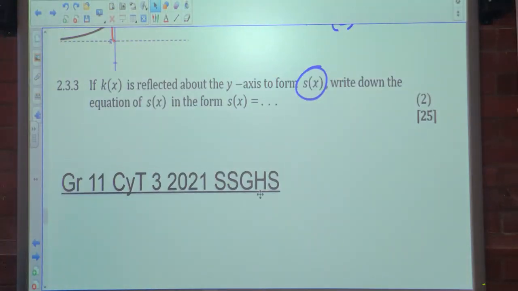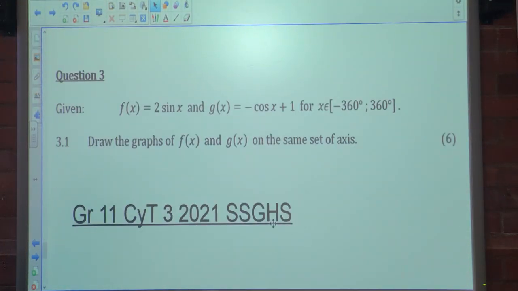That brings us to the end of question 2. Let's look at question 3.